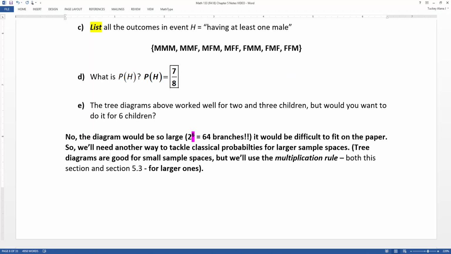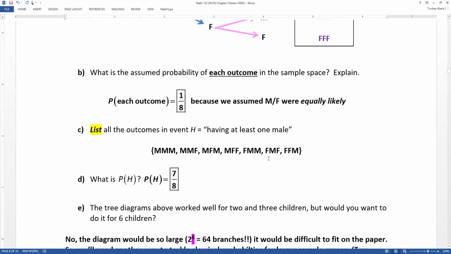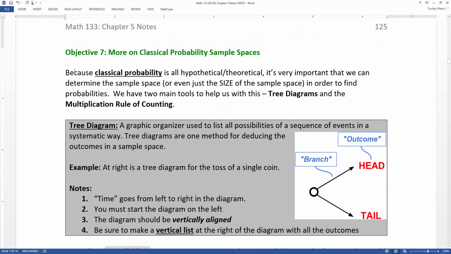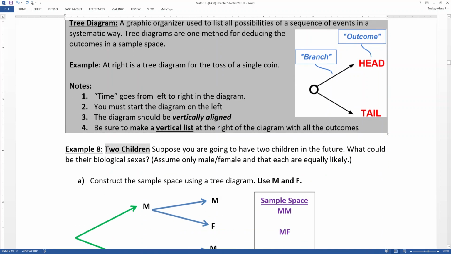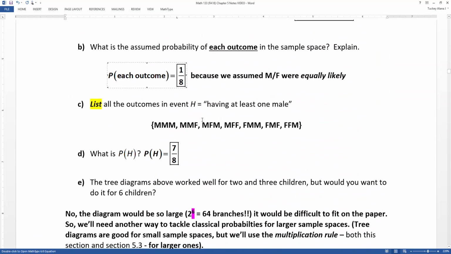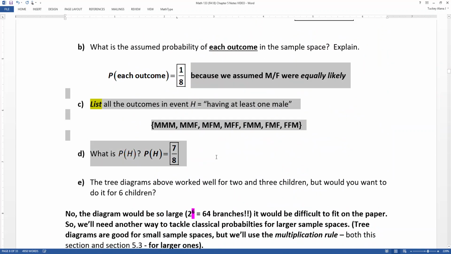So remember, all of this, all tree diagrams and the multiplication rule, is to help us with our classical probabilities. Classical probabilities are actually wicked hard. One of the things that's hard about them is you have to figure out your sample space so that you know the denominator of your fraction, the bottom part, right? So the 8, if you will, on this problem. The 8 came out of knowing how big this sample space was.